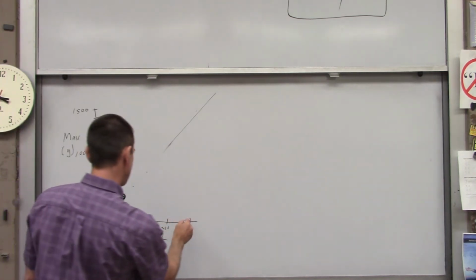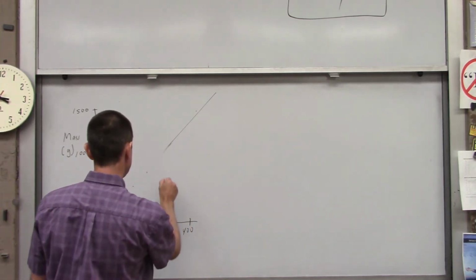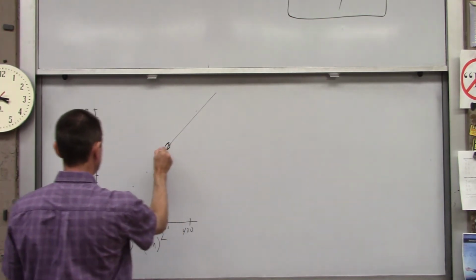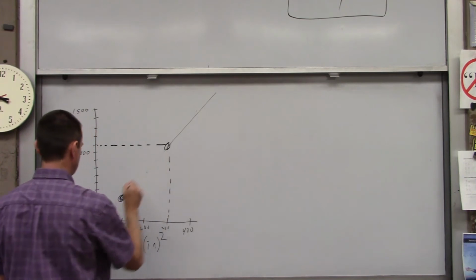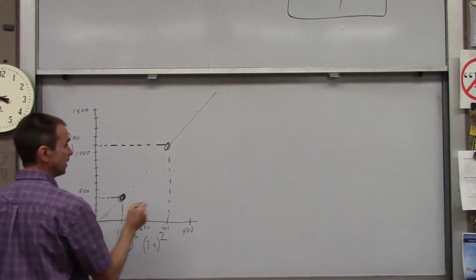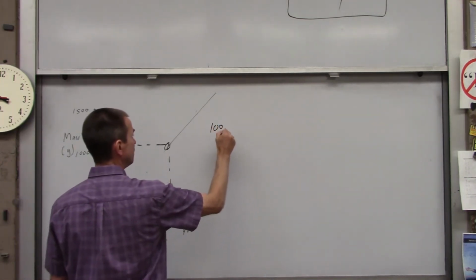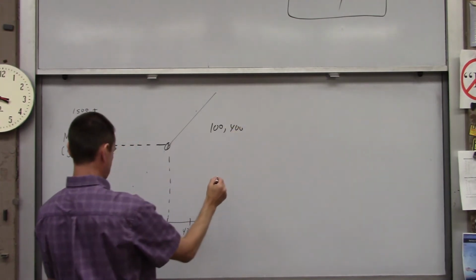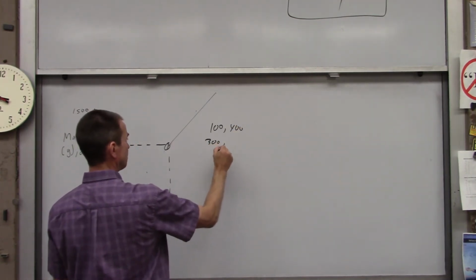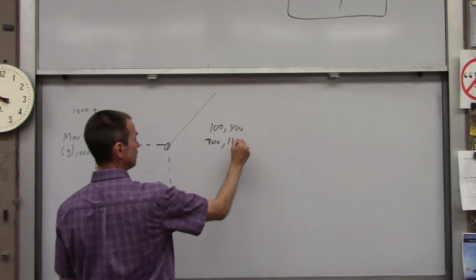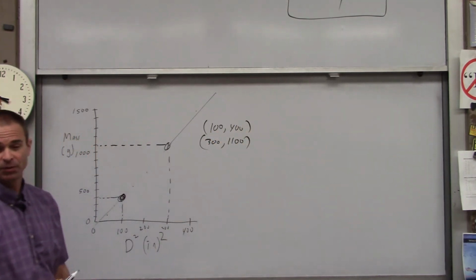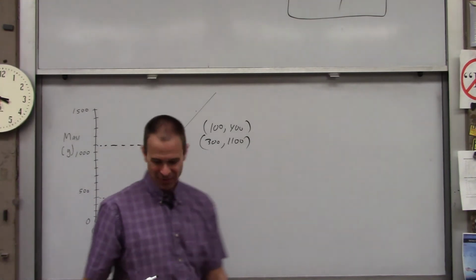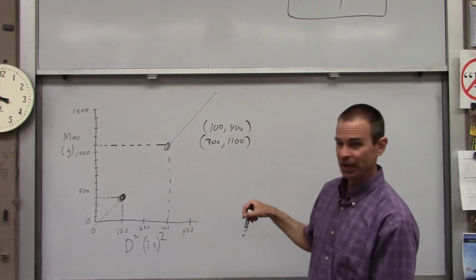The other one, I'll pick 300 and 1100. Okay, so my 2 points are 100, 400. My second point is 300, 1100. Now, by the way, it does help to actually write the 2 points you're using down, okay? All right, so slope is rise over run, okay?